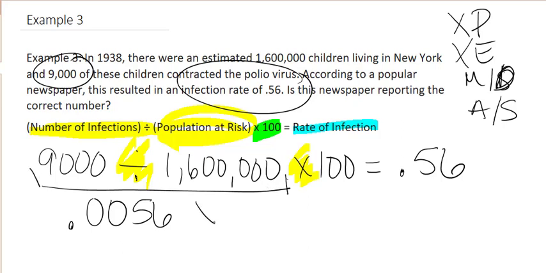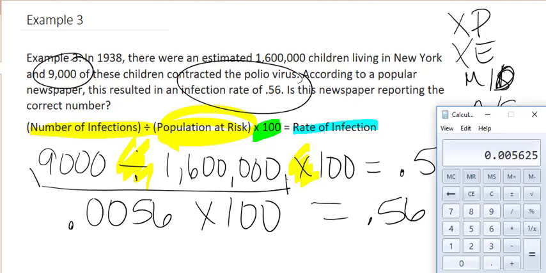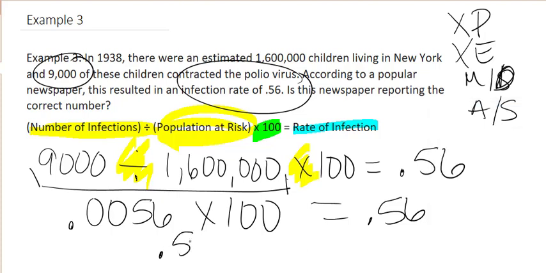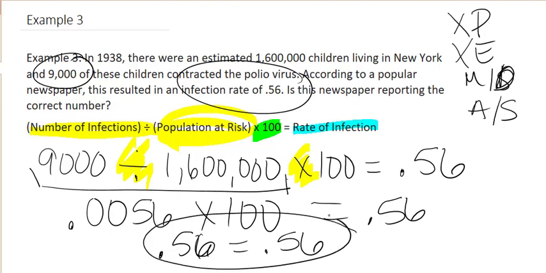So now we're going to multiply this by 100 to check to see if this is equal to 0.56. And we can use our calculator again. Multiply by 100, which is equal to 0.56. So we have two equal expressions. So this is correct, as in the newspaper is correct in reporting the correct number.